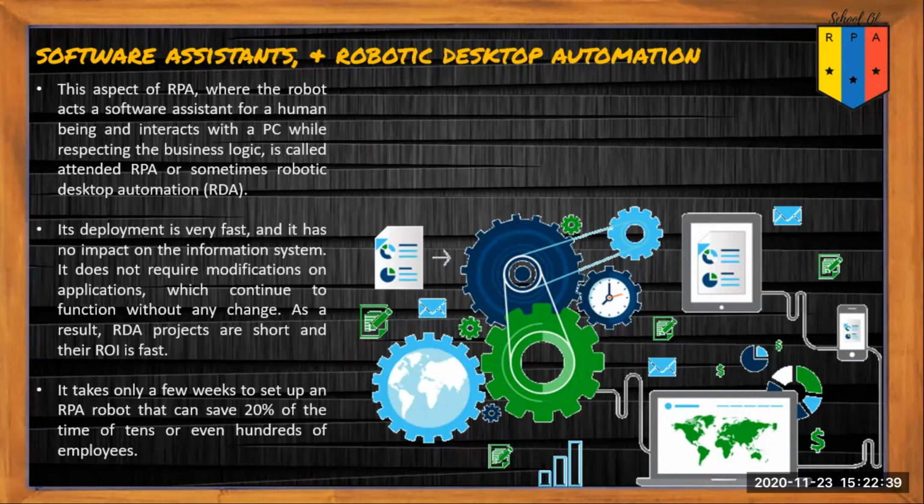This aspect of RPA, where the robot acts as a software assistant for a human being and interacts with the PC while respecting the business logic, is called attended RPA, or sometimes robotic desktop automation. Its deployment is very fast and it has no impact on the information system. It does not require modification on the application, which continues to function without any change. As a result, RDA projects are short and their ROI is fast.